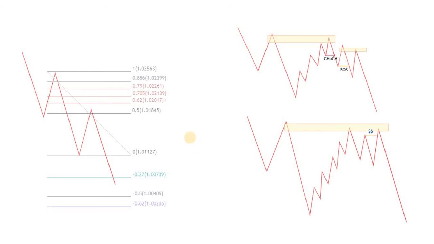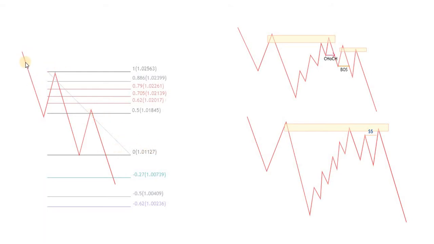Firstly, we are also going to be looking at the top-down analysis. Then we are going to look at the fact that smart money will always want to sell from premium and want to buy from the discount, which is a lower price.